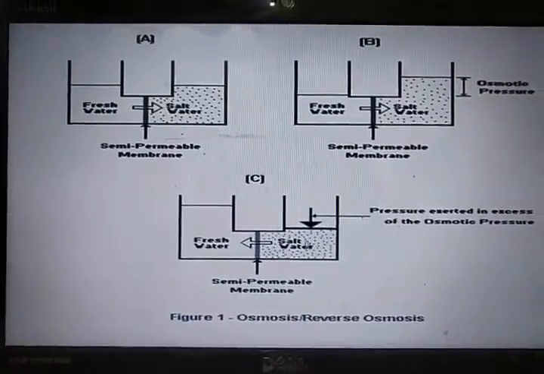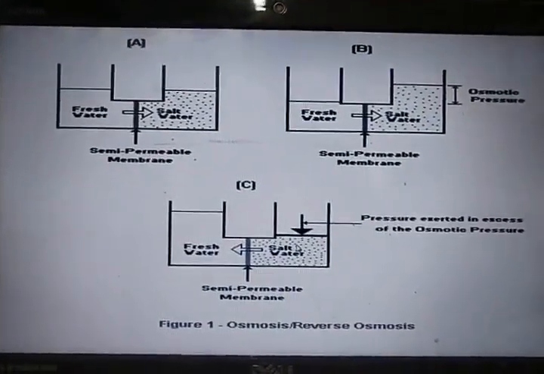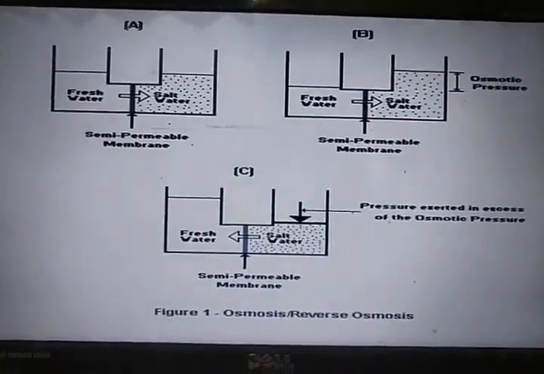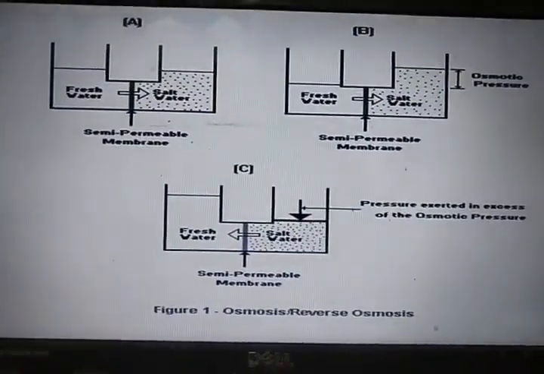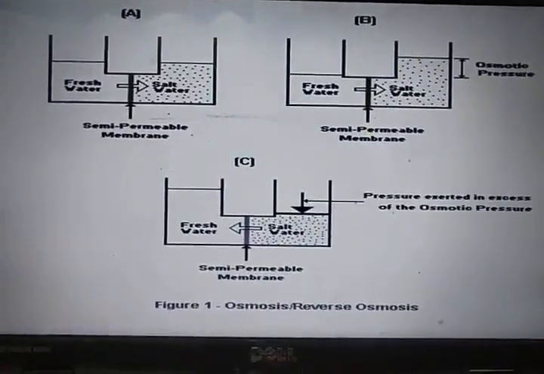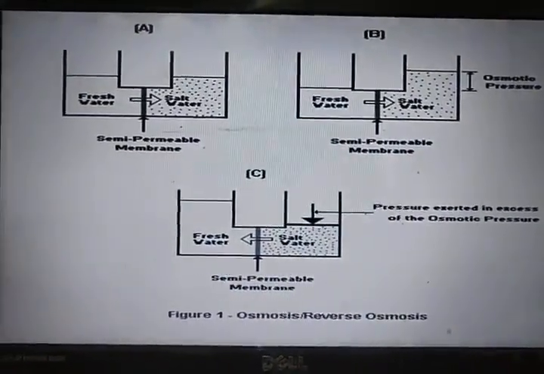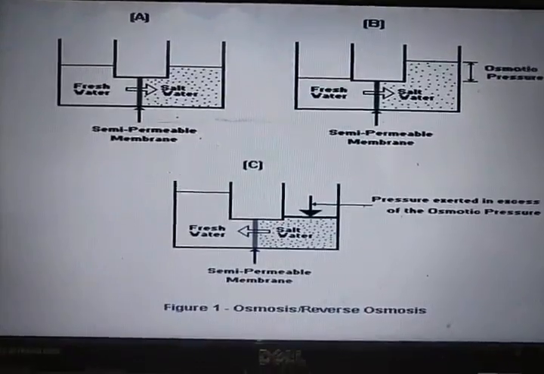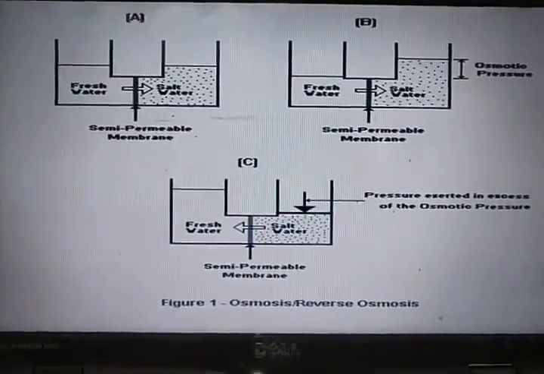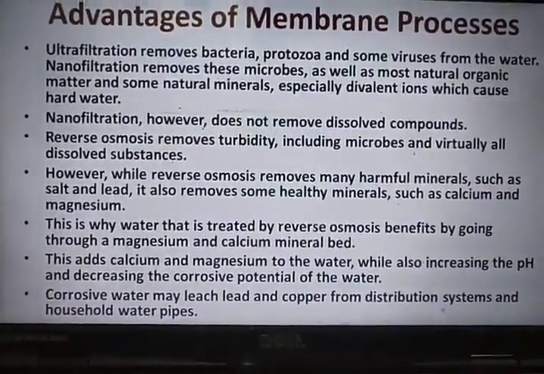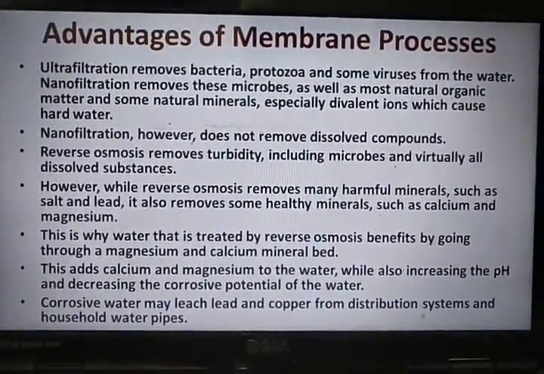So this is called reverse osmosis, that is applying pressure in the area of higher concentration to move only water to the lower concentration area. This is the basis on which all the reverse osmosis processes, membranes and modules work. Okay, so what are the advantages of these membrane processes?